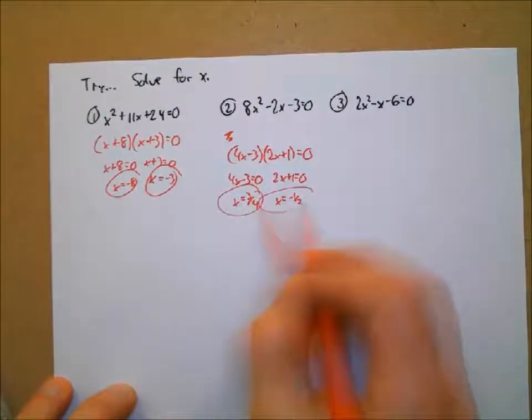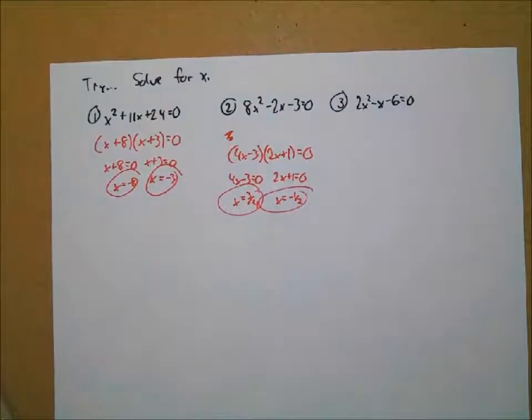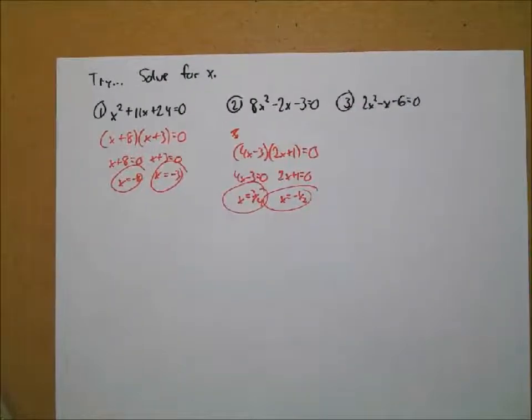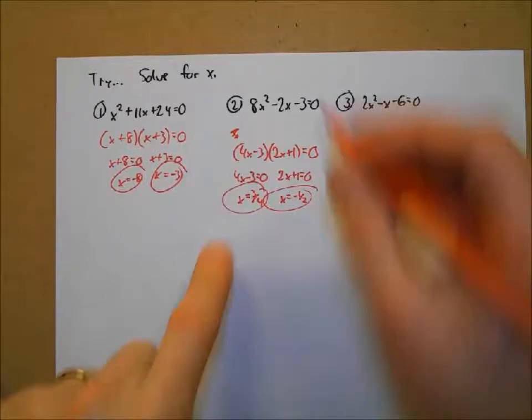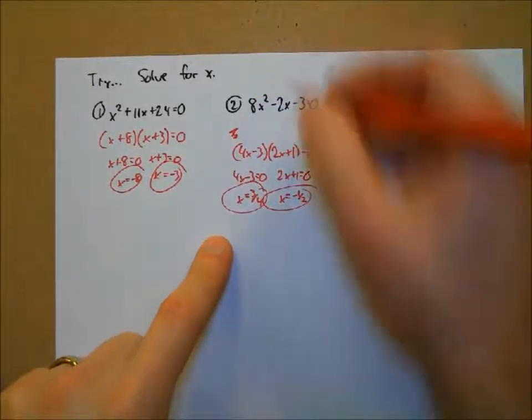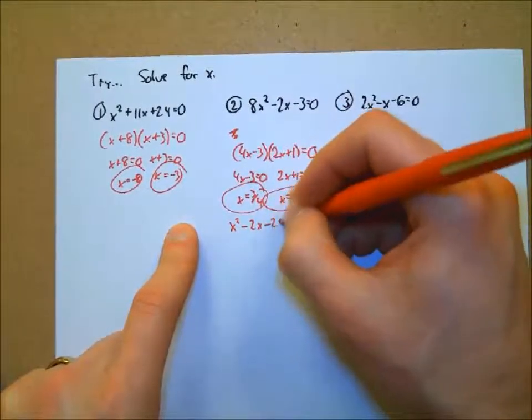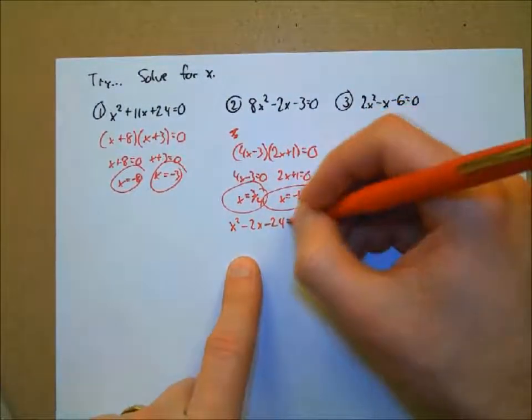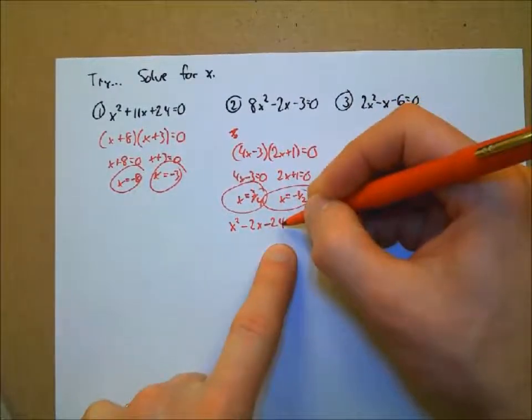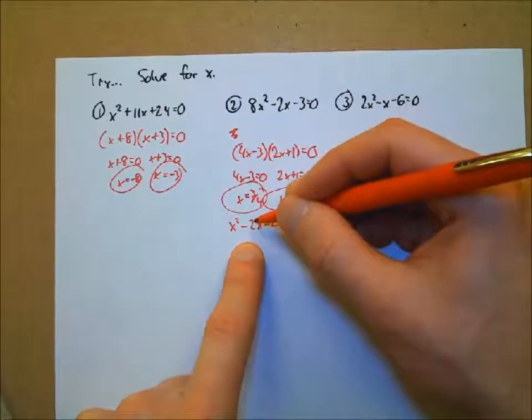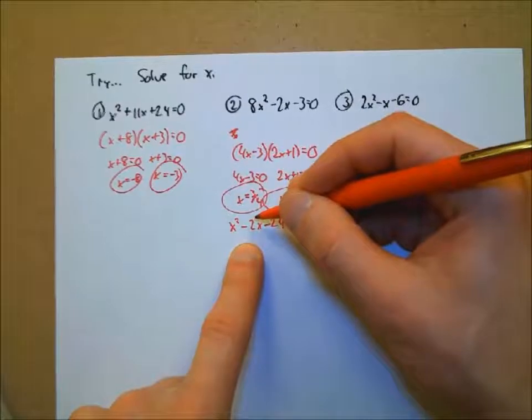Does anyone want to see it done in a particular fashion? Anyone want to see number 2 done using slide and divide? Yeah, sure, real quick. 8 slides back to the negative 3, so it becomes x squared minus 2x minus 24, right? So far, so good. You need 2 numbers that multiply to make negative 24, but add to make negative 2, so that's going to be negative 6, positive 4.